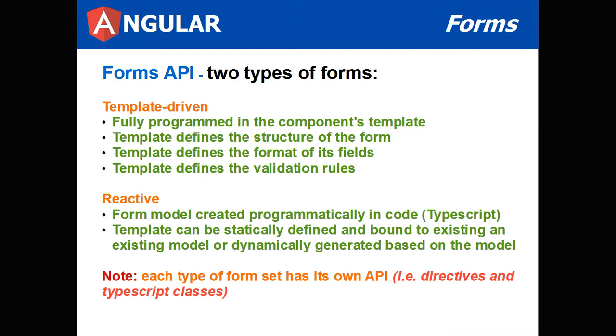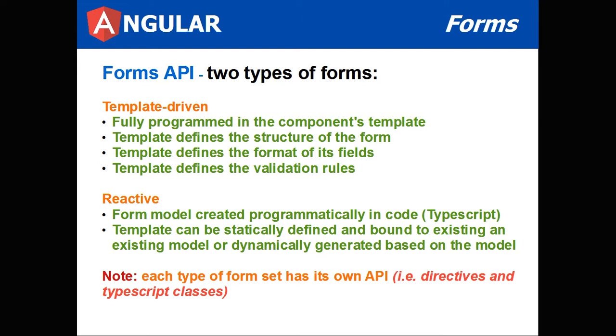There's a template-driven form, which is fully programmed in the component's template. The template defines the structure of the form, the format of its fields, and the validation rules. Loosely speaking, you create HTML with Angular 4 directives, and you view that template as submitting, let's say, a JSON object to the backend component for processing. So it has its own directives and its own backend objects.